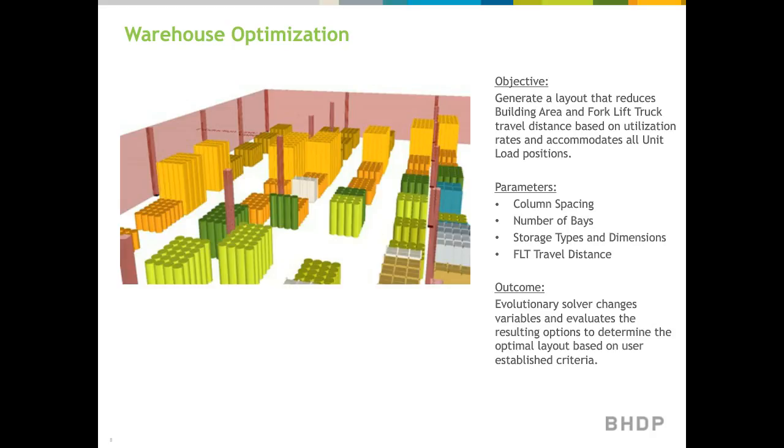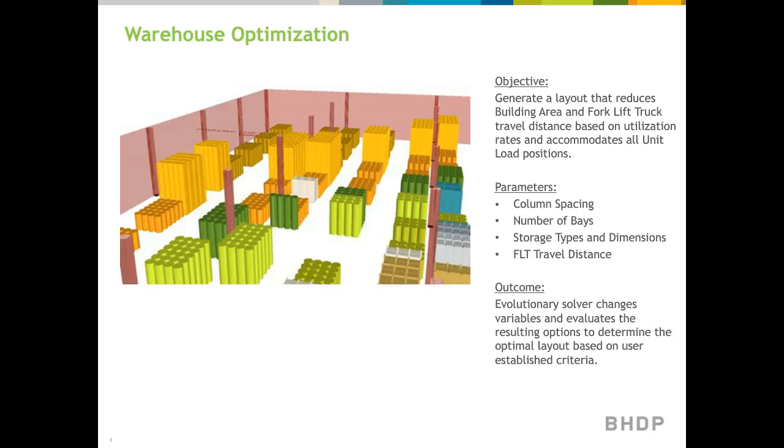Now, if the problem was simply to fit materials into the smallest building, all we have to do is just decrease the size of the building while making sure all those materials fit. But we've added the additional constraint of placing materials in order of travel distance based on the utilization rate.